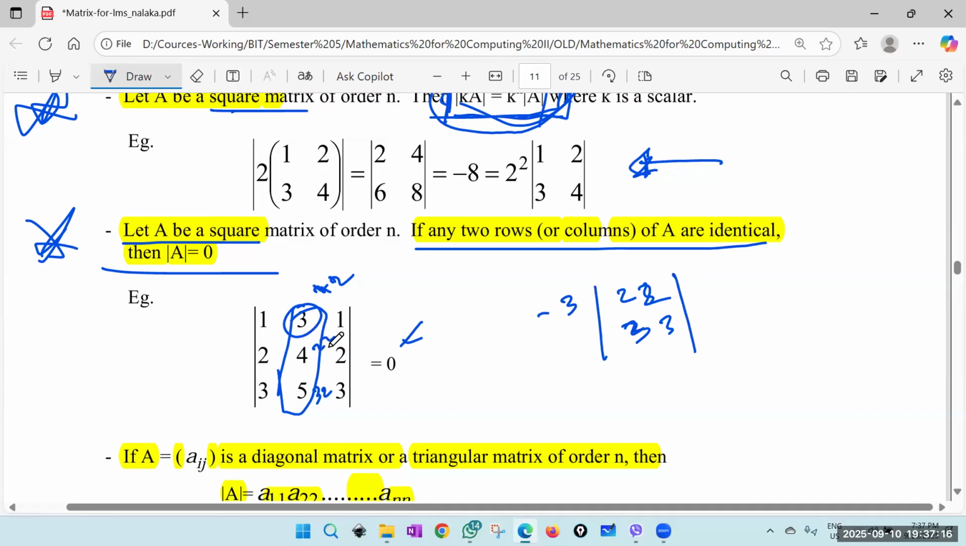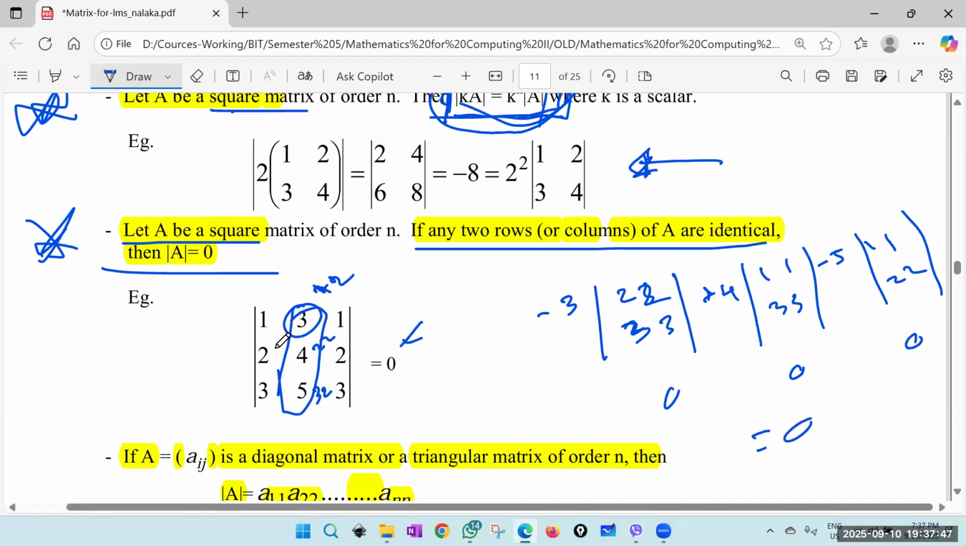Then this one is even, plus 4 times, I shade this, 1, 1, 3, 3. Then this is odd, 3 plus 2 is 5, minus 5 times, I shade this and this, 1, 1, 2, 2. And clearly you can see 2 into 3 minus 2 into 3 is 0. 1 into 3 minus 1 into 3 is 0. 1 into 2 minus 1 into 2 is 0. So therefore all are zeros.